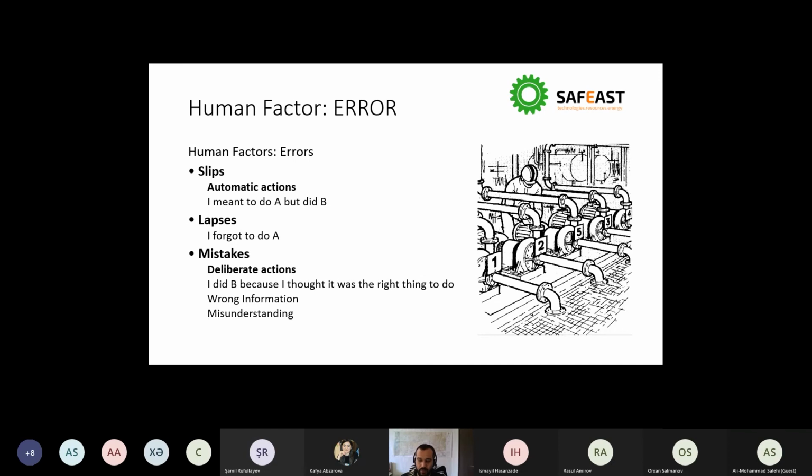Again, in slips, let's say you have two pumps, A and B, and you need to isolate pump A, and your procedure on paper says go and isolate pump A. You go and, instead of A, close the discharge of pump B. So you meant to isolate pump A, but somehow you ended up with B. This is a slip, an automatic action. In lapses, let's say you need to first isolate A, then isolate B, but you forgot to do A and just jumped directly to B. And in mistakes, you just did B because you thought that you should do B, that this is the right thing to do. It could again be due to wrong information, misunderstanding, or many other reasons.